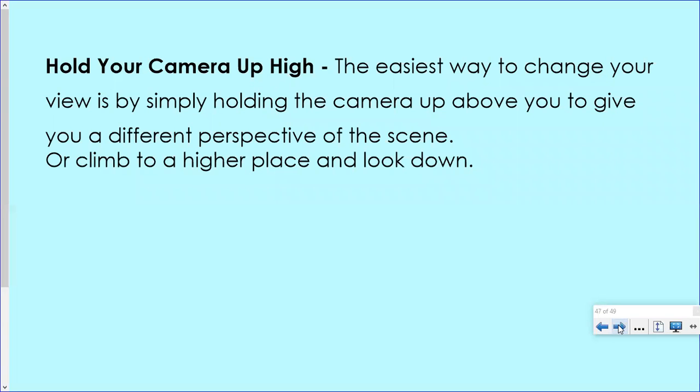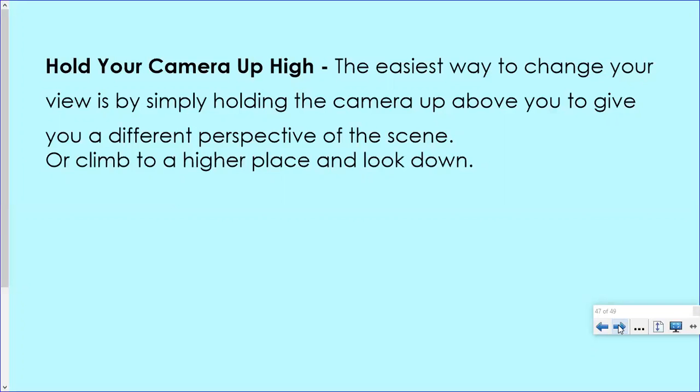Next is taking a picture when you're up high and looking down. One way to do that, if you don't have a place to climb up to, is to hold your camera way up high over your head and then point it down to take the picture. It gives you a different perspective of what it would be like maybe to be taller than you are. Another easy way to do it is just to climb up to a higher place and look down on something when you take your picture.